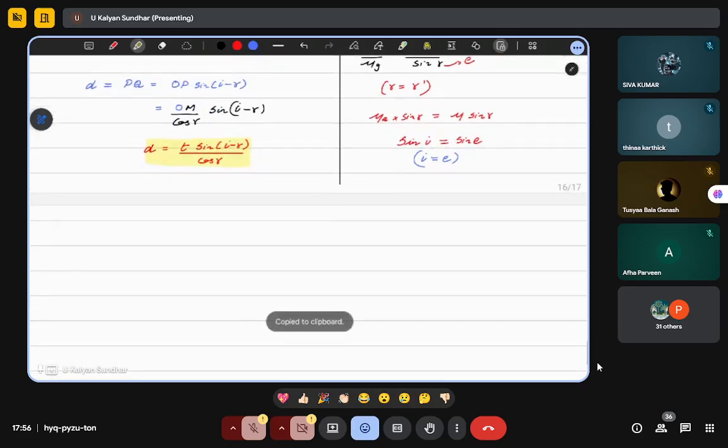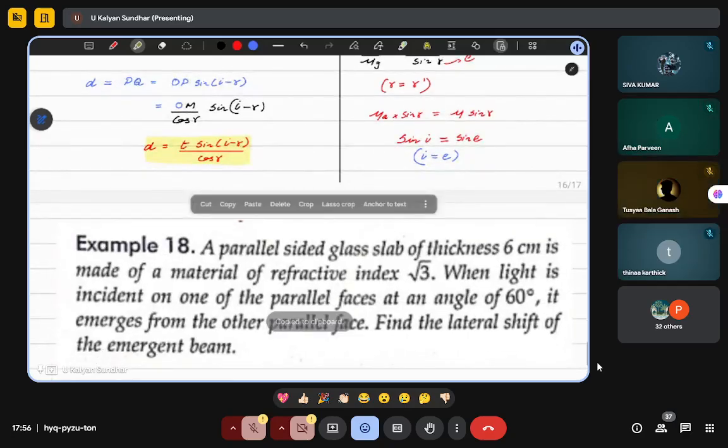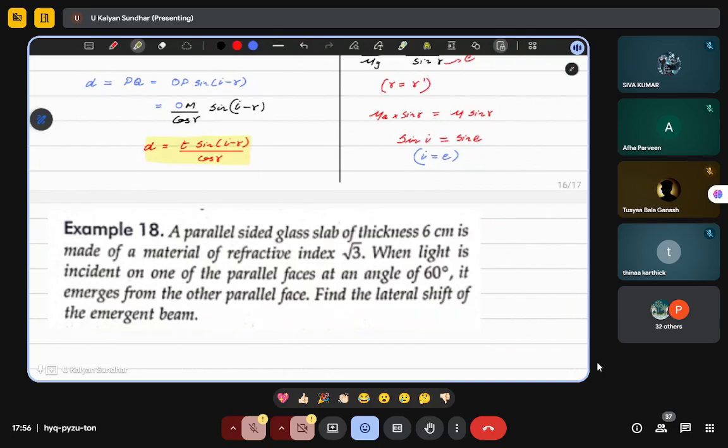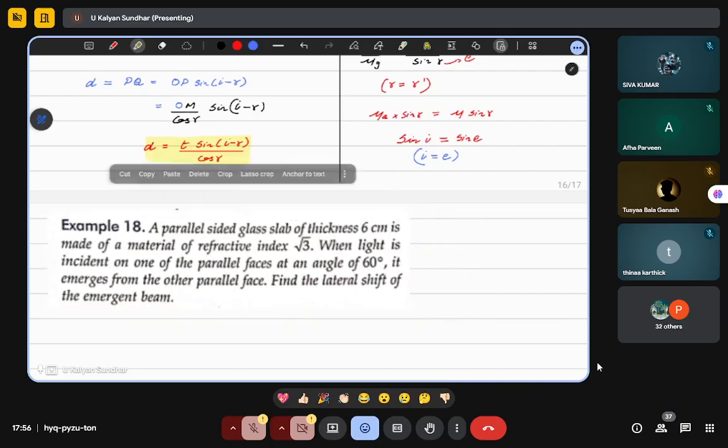This is an expression, and this is your question based on this. Parallel sides of a glass slab of thickness 6 centimeter, made of a material of refractive index √3. When a light is incident on one of the parallel faces at an angle 60 degree, it emerges on the other parallel face. Find the lateral shift of the emergent ray.